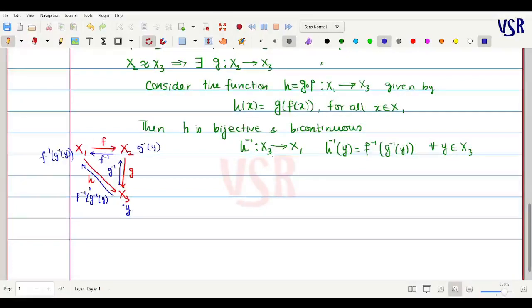So clearly, h inverse is also continuous. இது ஏன் continuous அப்படின்னா we have already proved that the composition of two continuous maps is continuous னு prove பண்ணிருக்கோம். அப்ப இங்க g inverse is a continuous map, f inverse is a continuous map, so therefore the composition of two continuous maps is continuous அப்படின்னு prove பண்ணிருக்கேன்.